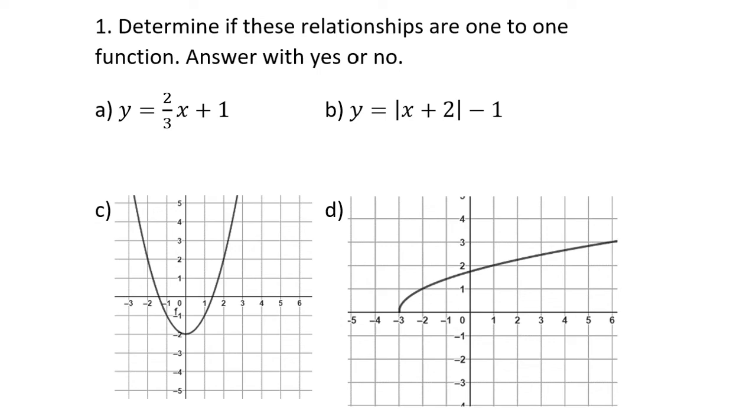Study guide for test 2. Determine if these relationships are a one-to-one function. Answer with yes or no. So to figure these out, we can use the horizontal line test.